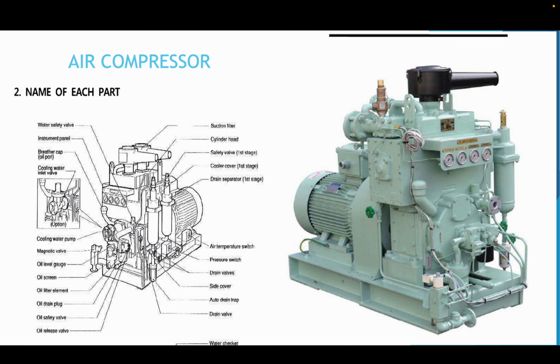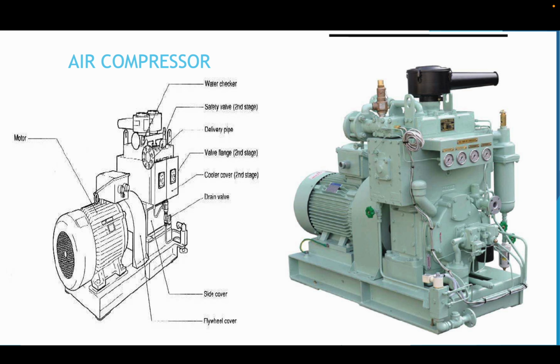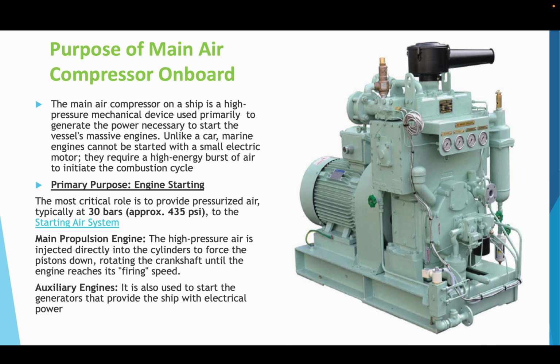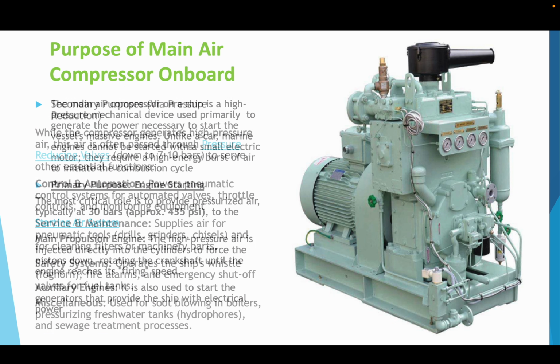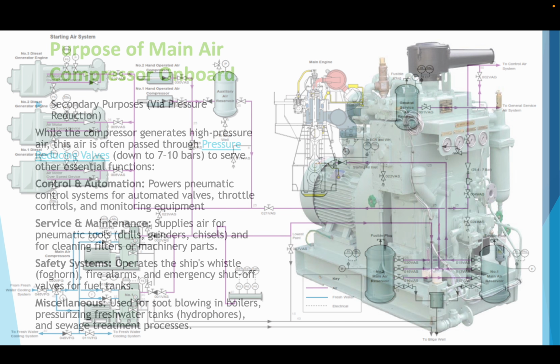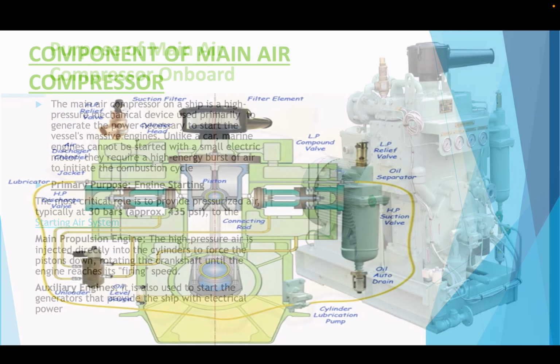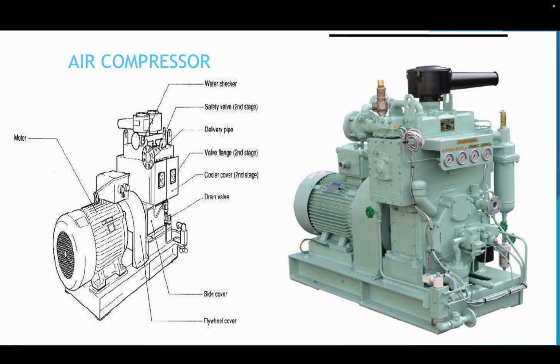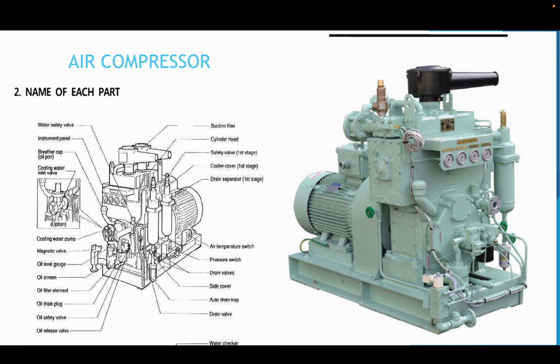Today we'll talk about the main air compressor. In today's video, I will tell you about the components of a main air compressor. After that, I will tell you the purpose of the main air compressor and where the compressed air which is produced is being used on board. Friend, this is the starting of a main air compressor series. In the upcoming videos, I will tell you about each and every component, the overhauling procedure, and what the purpose is and how and why it is fitted.